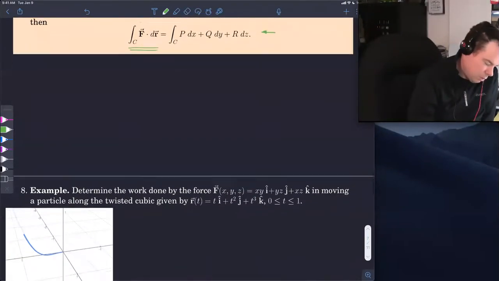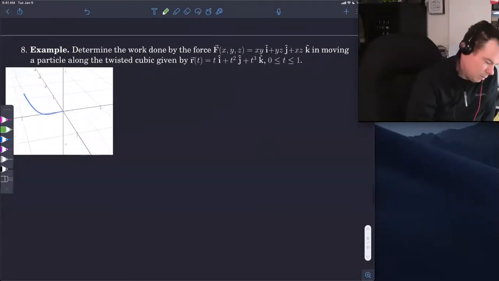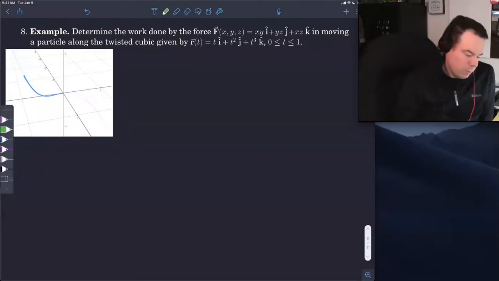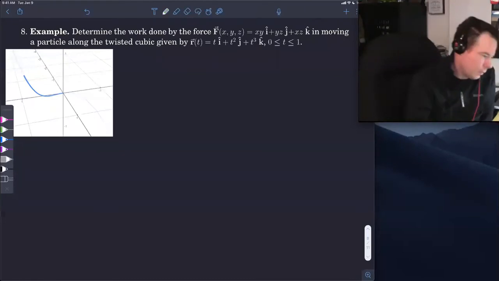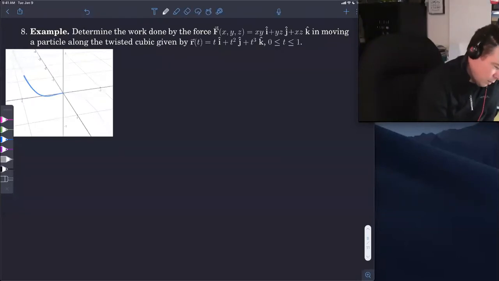So let's go ahead and do an example to get this all to make sense. What we've got is a force field given by capital F, which has these components x y, y z, and x z. And we're moving a particle along a twisted cubic curve given by that vector function r of t. And what I'd like to do is figure out what the work is. So I need to figure out what the value of the integral is. And in order to do that, we'll just piece together the bits of information we need.